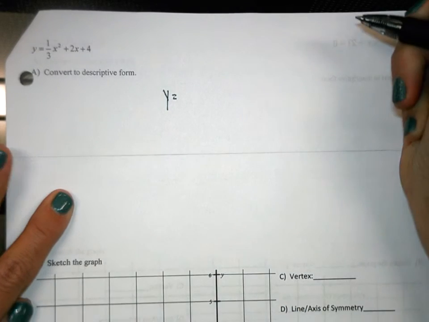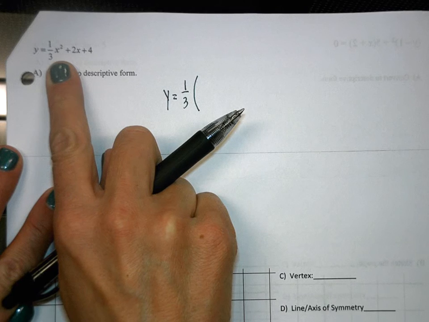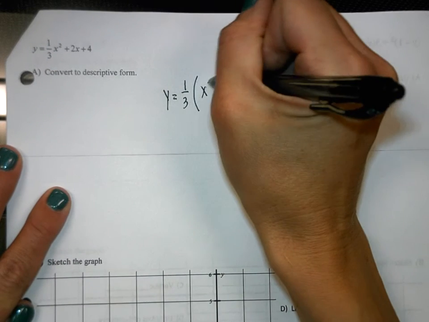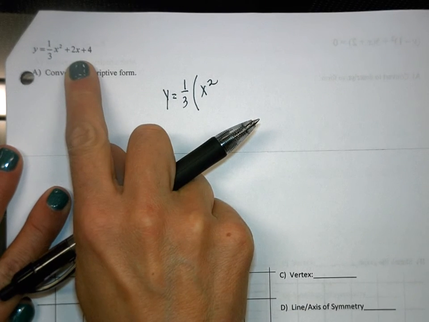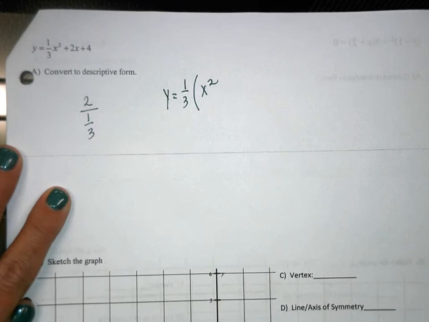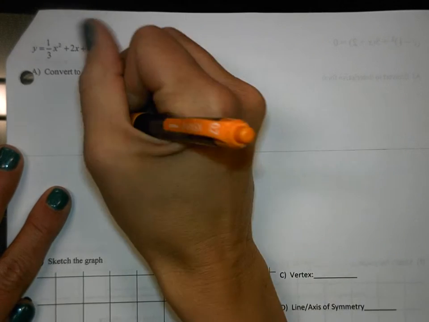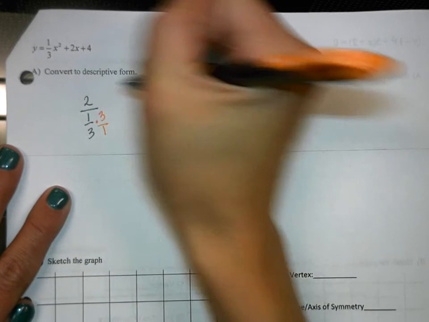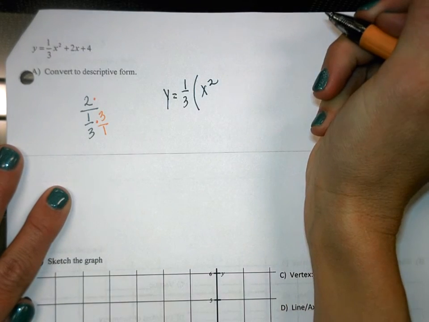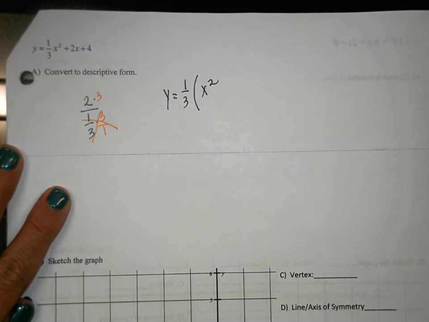So y equals, we're going to factor out a 1/3. So this one's easy because it's just going to become x squared. Now the tricky one is that we have this 2. And what I'm doing is I'm going 2 divided by 1/3. Okay, and we just talked about this. How do I get rid of that 1/3? Times it by the reciprocal. Times it by the reciprocal, right? And so 3 over 1, and whatever you do to the bottom, you also do to the top. And so these cancel out, and we end up with what? 6. That wasn't too bad.